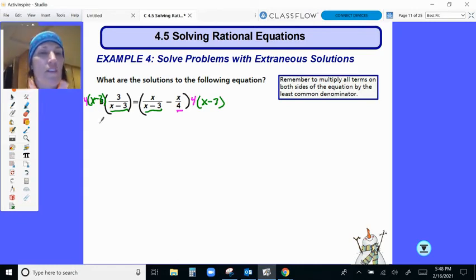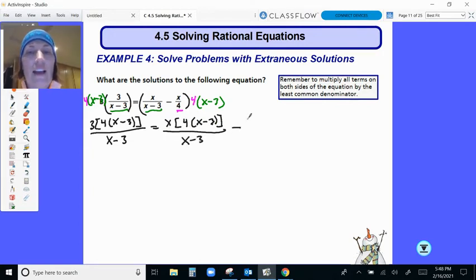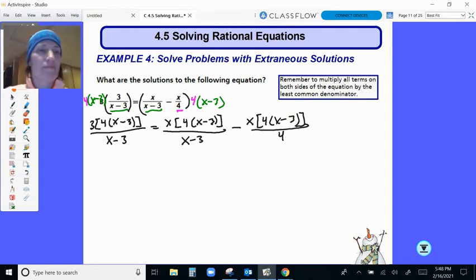Okay, so here I'm going to have a 3 times 4 times (x minus 3). Kind of a double bracket situation here. (x minus 3) equals, we're going to have x times 4 times (x minus 3) all over (x minus 3), minus an x, watch out for that negative, times 4 times (x minus 3) all over 4. Okay? Now we have our x minus 3's that cancel out, and our 4's cancel out.